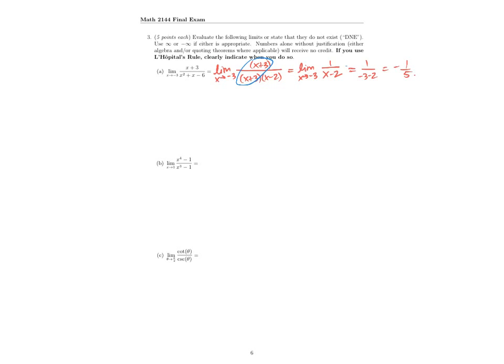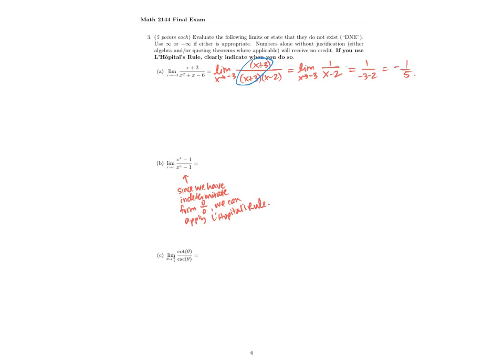This one, I have the limit as x approaches 1 of that thing. Again, I can see that the denominator has an issue. If I plug in 1 directly, I'll get 0 in the denominator and 0 in the numerator. Since we have the indeterminate form 0 over 0, we can apply L'Hopital's rule. Since I'm getting that indeterminate form, I can go ahead and apply L'Hopital's rule.